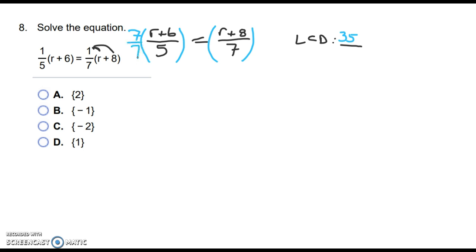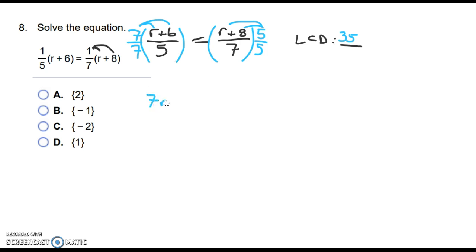And whenever you multiply on the bottom, you have to multiply on the top. Same thing over here. If I want 35, I need to multiply this one by 5, top and bottom, so that the bottom becomes 35. So from there, we're going to distribute that 7, and we'll distribute that 5. And once you can see that the denominators match, you don't need to worry about the denominators anymore. So they can multiply off.